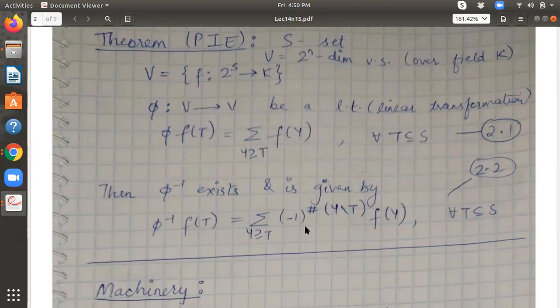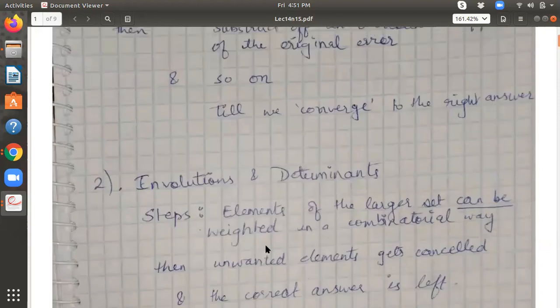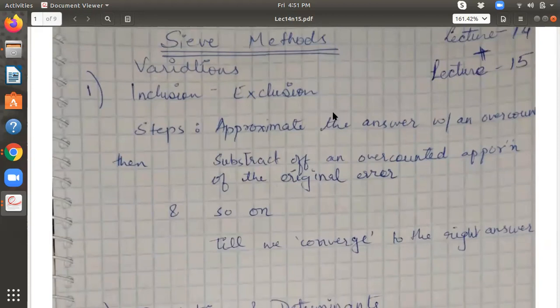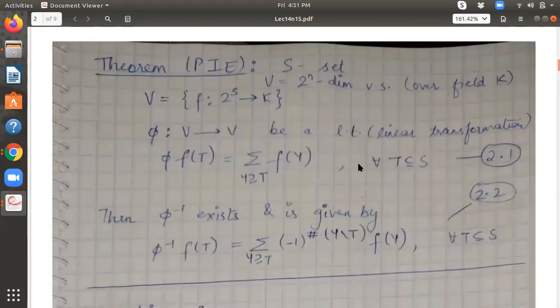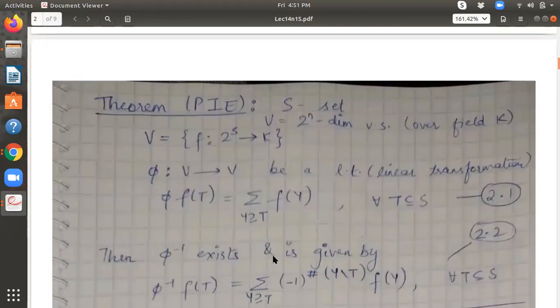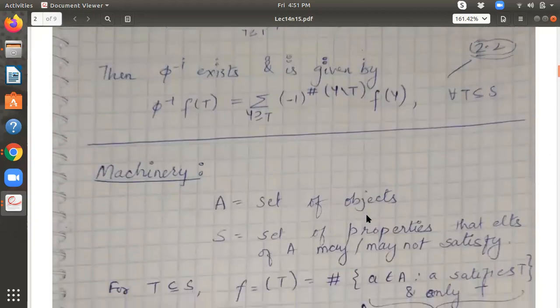Yes. So now when you actually try to see this Y containing T in this sense, you can relate that what we said here makes sense. You start with an overcount, as an approximation to the answer, and you then subtract off the overcounted approximation of the original error, then you add on the lesser part in the approximation, and then you again subtract off the overcounted and so on. So this at least now makes sense in terms of PIE, the principle of inclusion and exclusion. We will see more of this.